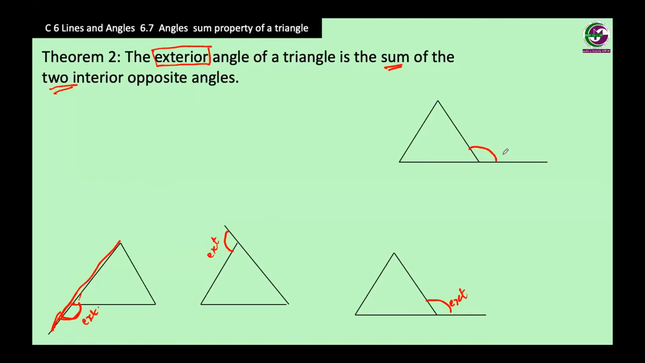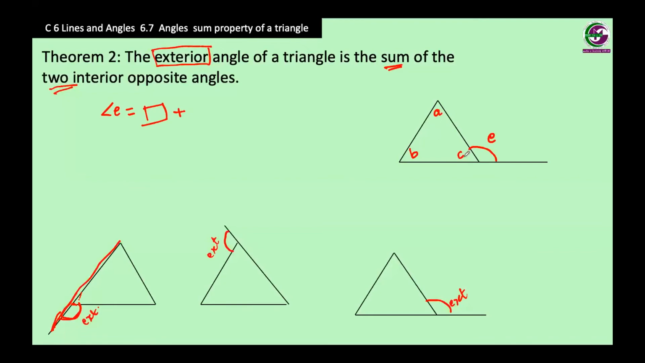Now, what does the theorem say? The exterior angle is equal to the sum of the two interior opposite angles. So if this is the exterior angle, let me name it E. What are the angles of this triangle? A, B, C. These are the angles of the triangle. And so they say that exterior angle is equal to the sum of two interior angles; A is interior, B is interior, C is interior.